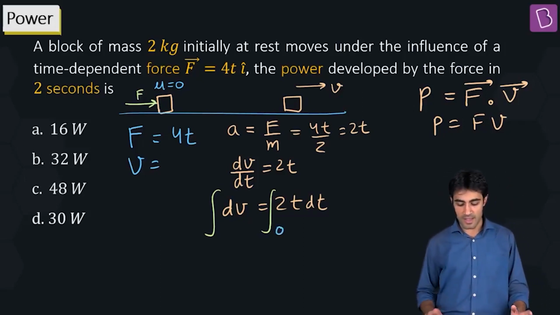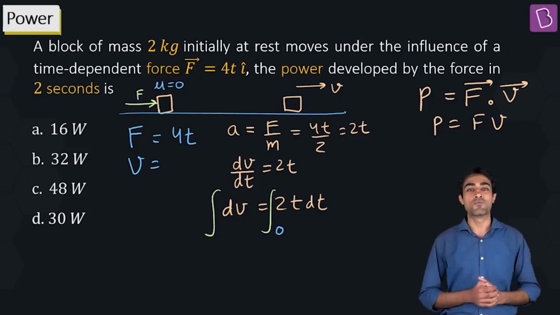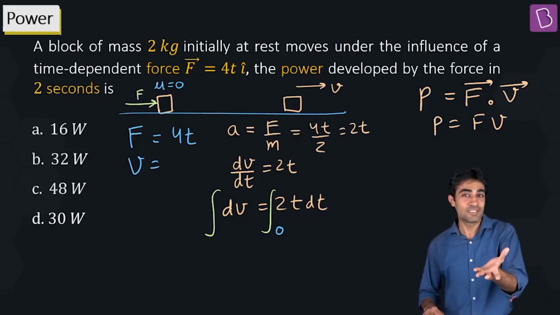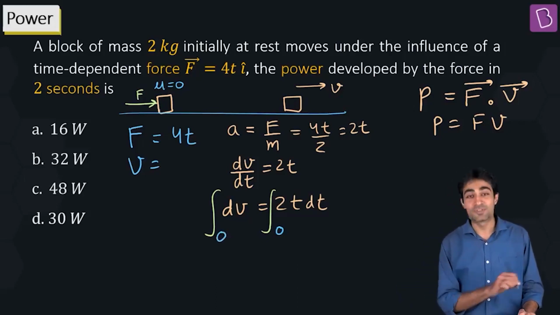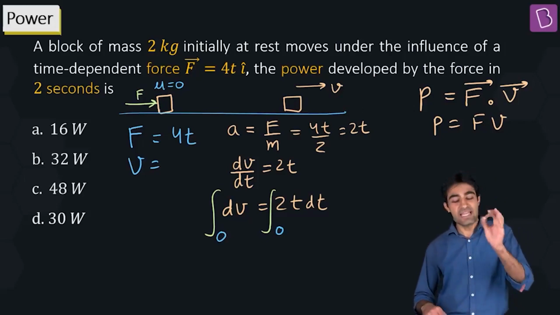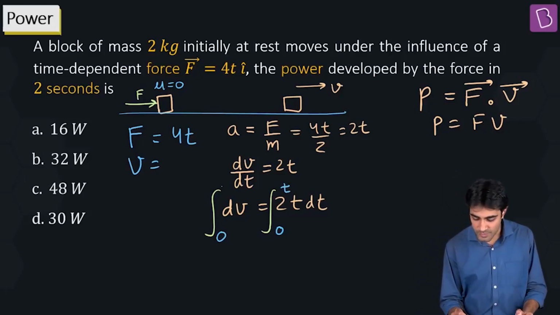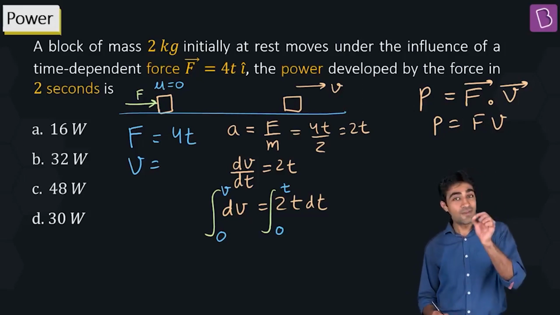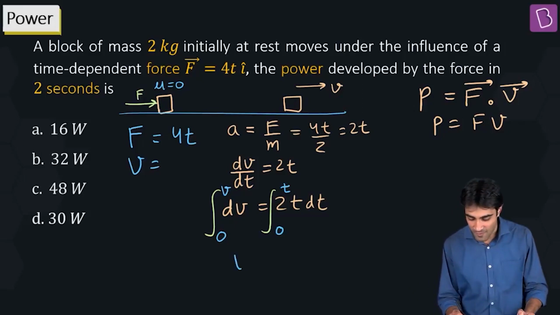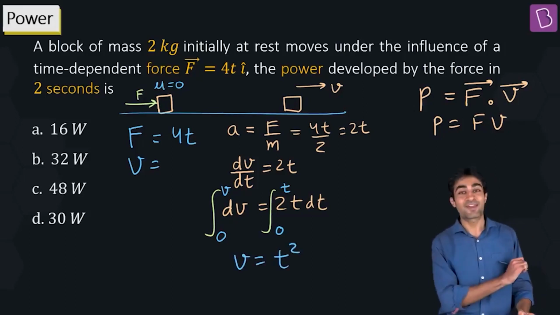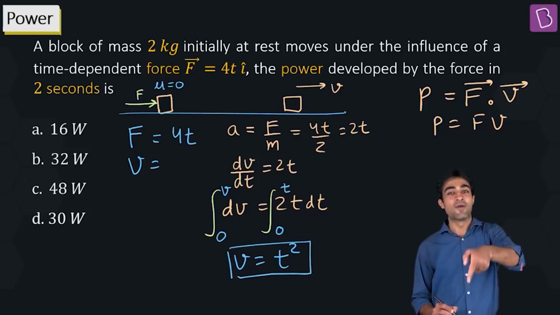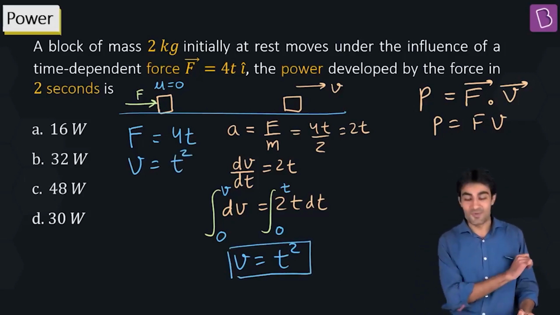What is the speed at t is equals to 0? What do you think is the speed at t is equals to 0? It was given to be 0, right? Okay, so let's put the speed 0. Now, at time t, I consider the speed to be v. So when we integrate using this limit, you can see we are getting v is equals to t square. Wow! So we got speed as a function of time, v is equals to t square.